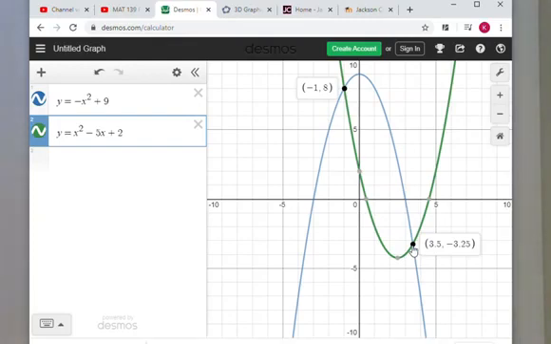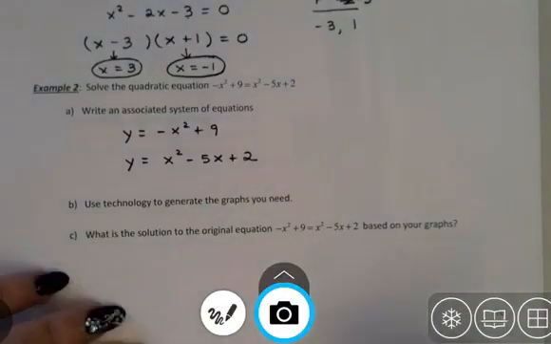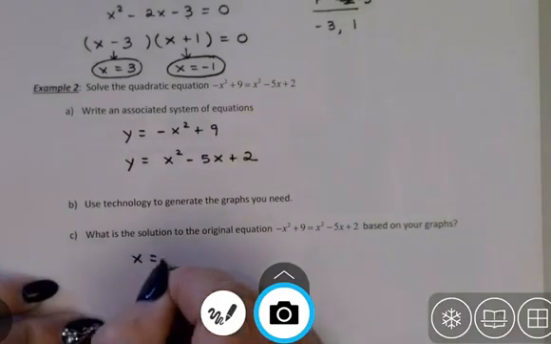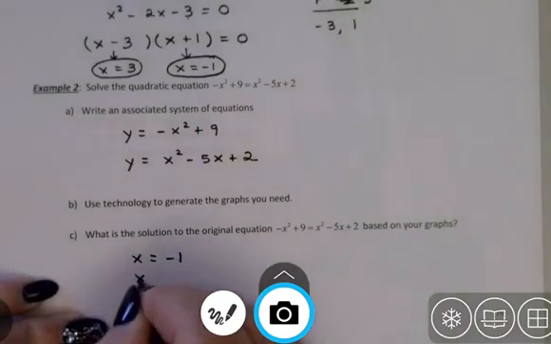Now remember, the original equation only contained x's, not y's. So the solutions that I'm looking for are just the x values, -1 and 3.5. So x equals -1 and x equals 3.5.